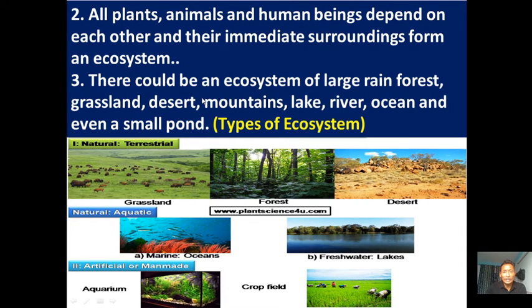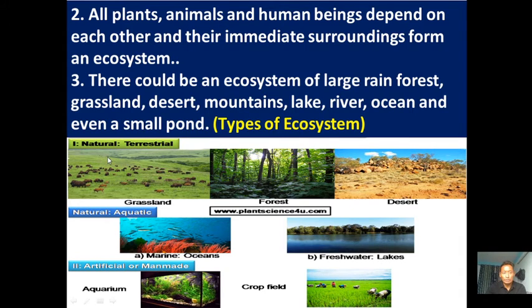It could be an ecosystem of a large rainforest. We have different types of ecosystems: rainforest ecosystem, grassland ecosystem, desert ecosystem, mountain ecosystem, lake ecosystem, river, ocean, and likewise a small pond ecosystem. In all these environments, different plants and animals live in different environmental conditions. Different plants will grow and different animals will live. Because of that, each different environment has a different ecosystem. These are called the types of ecosystem.